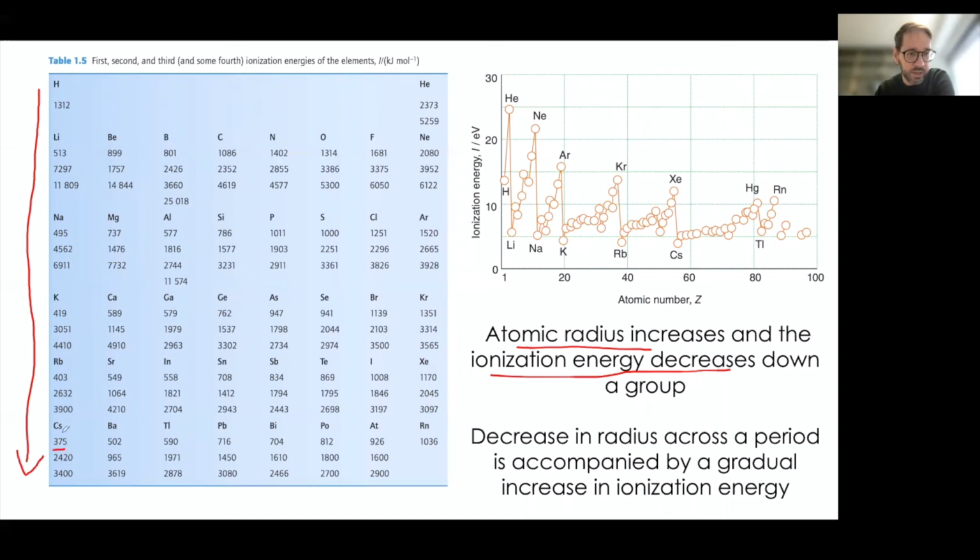We can see here the data for the first ionization energies for the elements in this group, for example. And also across a period, we see a decrease in the radius, as we discussed, and this is reflected as the radius decreases across a period. This means that we have a gradual increase in the ionization energy as we go from left to right in the periodic table.